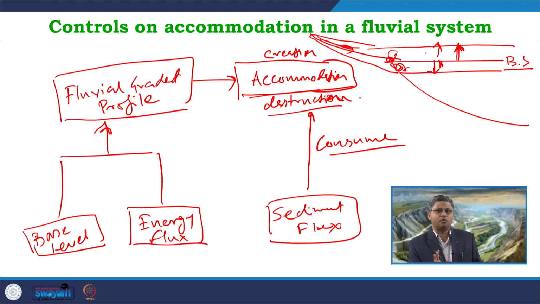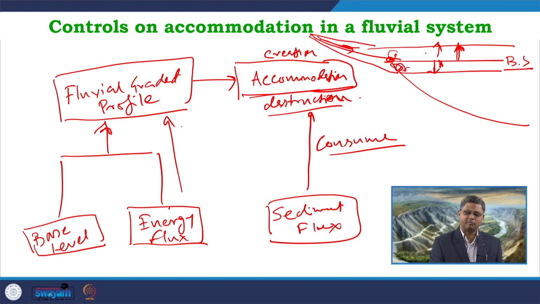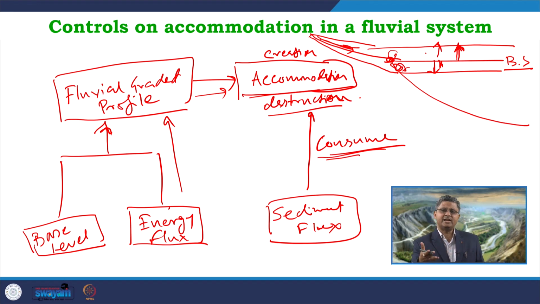So, in the downstream control part, the base level and energy flux control the position of the fluvial graded profile, and that controls creation or destruction of the accommodation in that part of the fluvial system. And when that accommodation is created or destroyed, then comes the sediment flux, the sediment supply, and it will try to accumulate over there depending on the energy condition available. So, it will try to consume that accommodation, and what we get finally is the resultant stratigraphic succession formed in that part of the fluvial system.